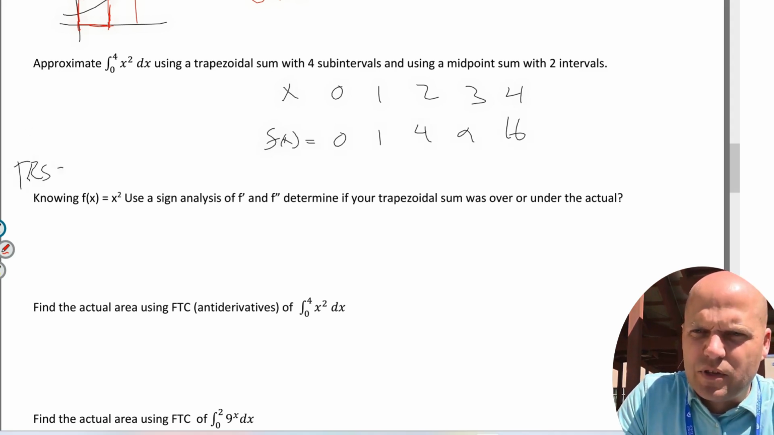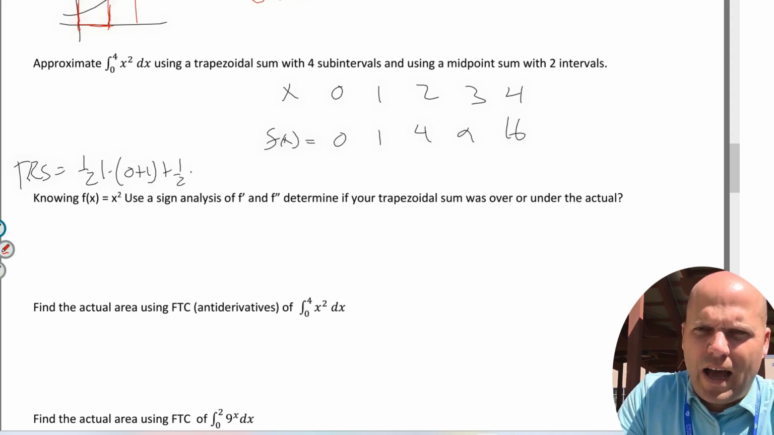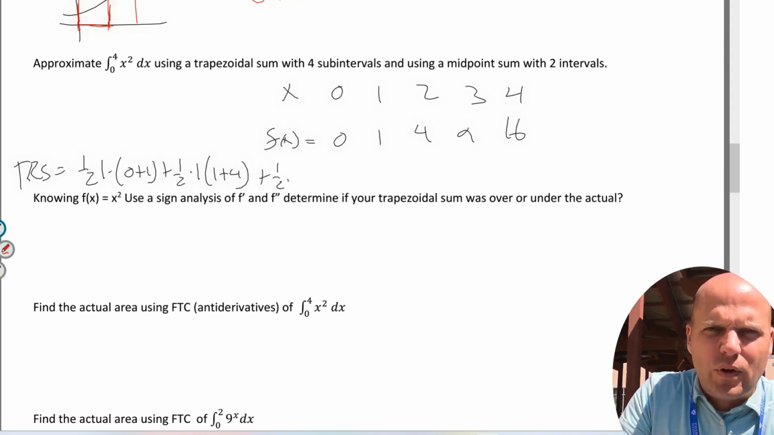Trapezoidal Riemann sum is going to be 1 half, width of 1, heights of 1 and 0. I got 1 half, width of 1, heights of 1 and 4. I got 1 half, width of 1, heights of 4 and 9. And I got 1 half, width of 1, heights of 9 and 16.